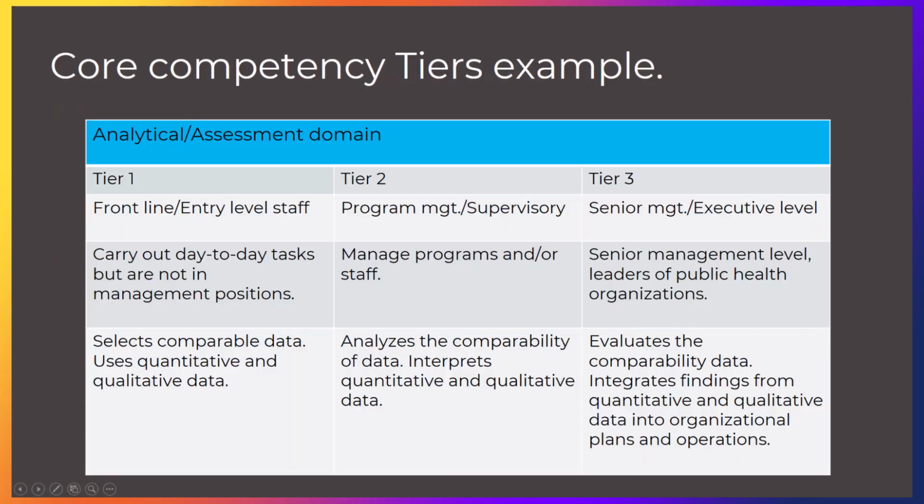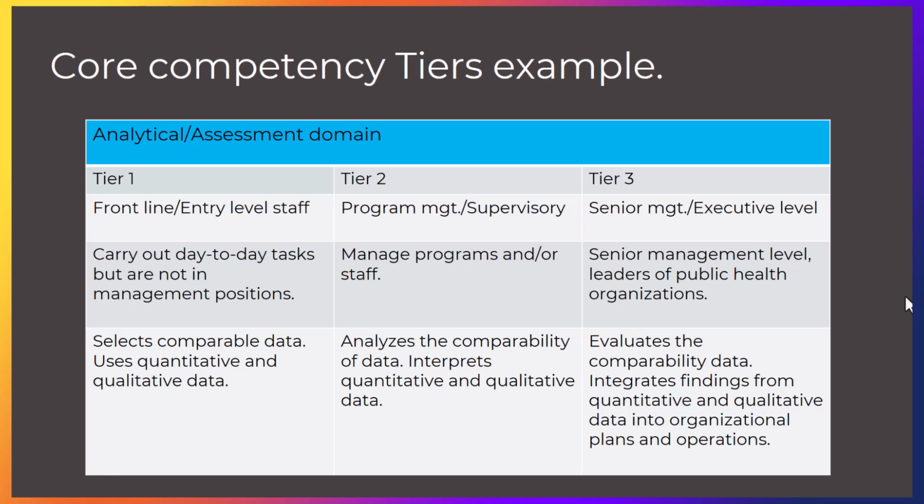So here's where they're going through some core competency tiers, for instance. They give more information and a lot more in depth on this in the actual guidebook itself, but if you want to take a look here, they take all of those domains and divide them into tiers. For instance, in the analytical assessment domain, tier 1 would be frontline entry-level staff. They're doing the day-to-day tasks, they're not in management positions. They select comparable data and they use quantitative and qualitative data, but they don't do a whole lot with that.